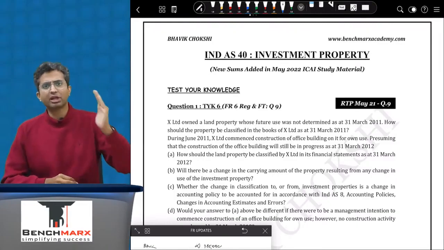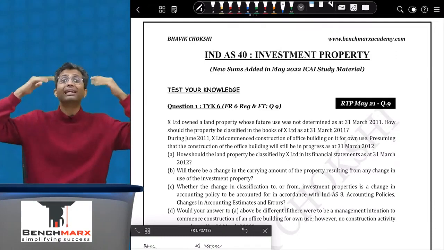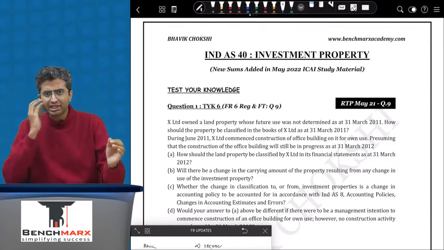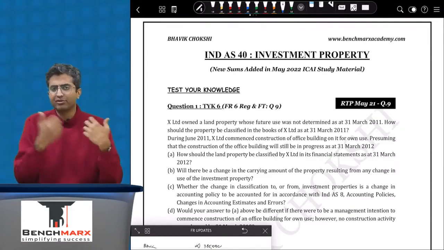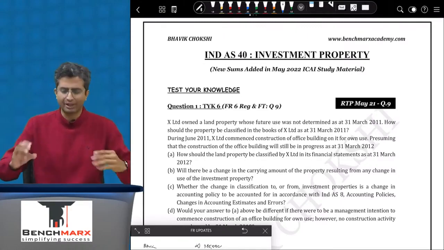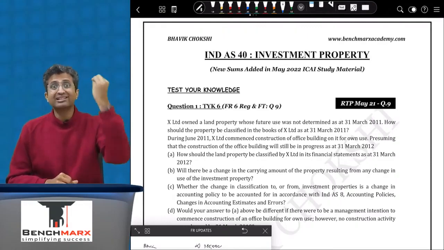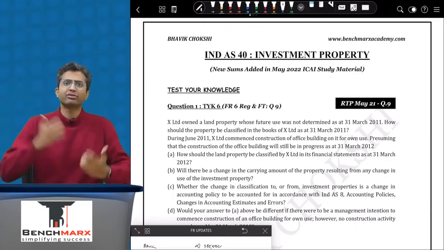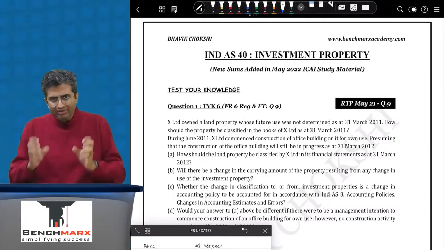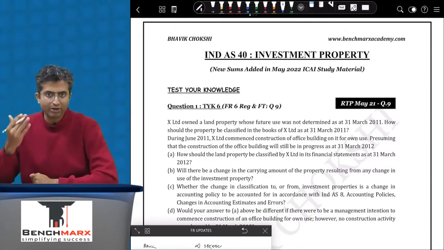The answer is yes. Reclassification is permitted, but provided there is an actual change of use. A mere intention in your mind to change use is not sufficient. There has to be an actual change of use. If there's an actual change of use, you can reclassify it from investment property to PPE or even vice versa, and this reclassification happens at the carrying value which exists as on the date of reclassification. This is a change of fact, a change of circumstances, and it cannot be treated as a change of accounting policy and hence does not require a retrospective restatement. Now this is the background that you have to remember to tackle this question. RTP May 2021. Let us get started.